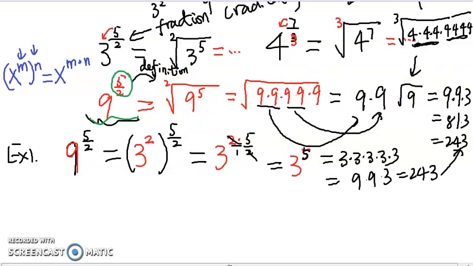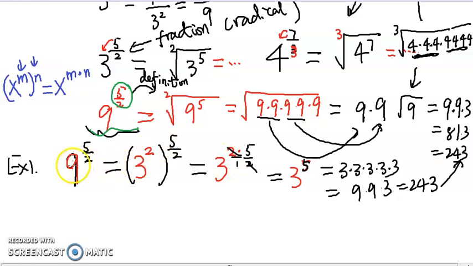But it only works for the special cases like this, because the 9 can be written as a perfect square, 3 squared, and this 2, the square will cancel that half here, because one half means square root, so square cancels square root. That's why we end up with the integer as an exponent. But it doesn't work for all of them. For example, in this case, the base 3, I cannot really write it as a perfect square. So the only way you can do it is this way, by definition.